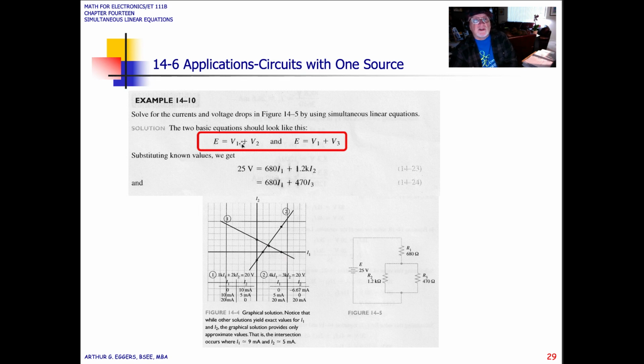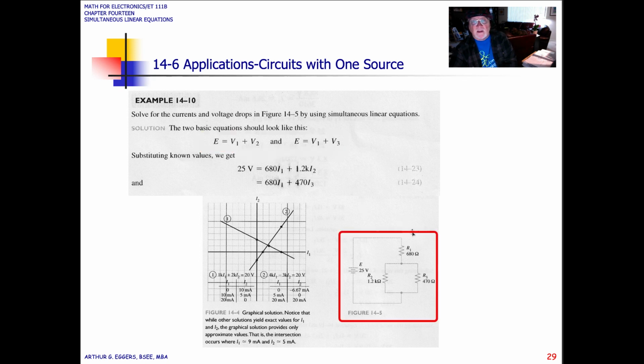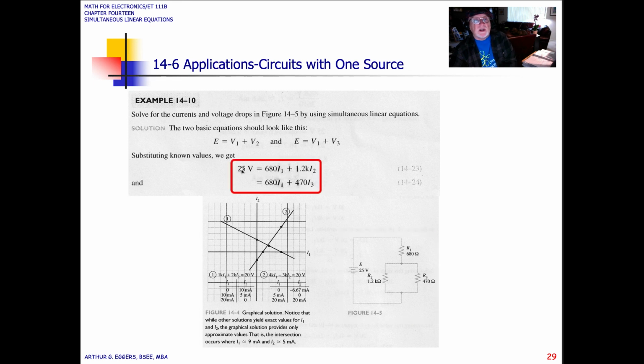The current source is equal to the sum of the two voltage drops, V1 and V2. That's going to be from R1 and R2, and the sum of the voltage drops, V1 and V3, across R1 and R3. So substituting those known values, we get these two equations. We get the equation 25 volts, which is applied, is equal to 680 I1 plus 1.2 K I2.